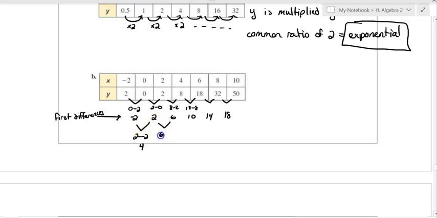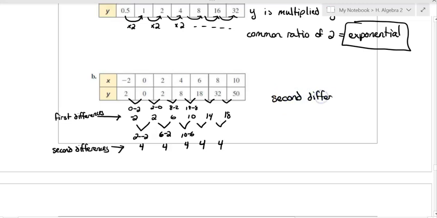So that's 4. 6 minus 2 is 4. 10 minus 6 is 4. 14 minus 10 is 4. 18 minus 14 is 4. So this is the second time I did it. So these are called the second differences. Since the second differences are constant, they're all the same number, that tells me that it has a degree of 2. And a degree of 2 is quadratic.